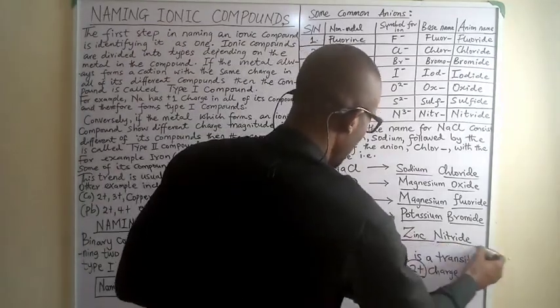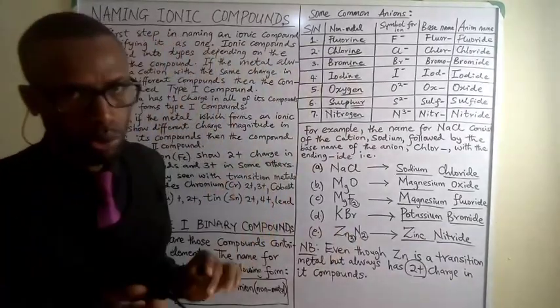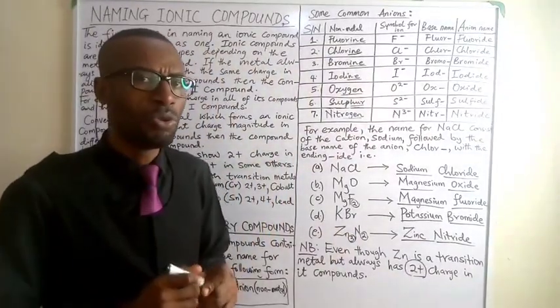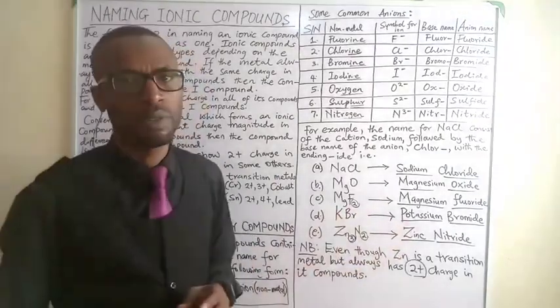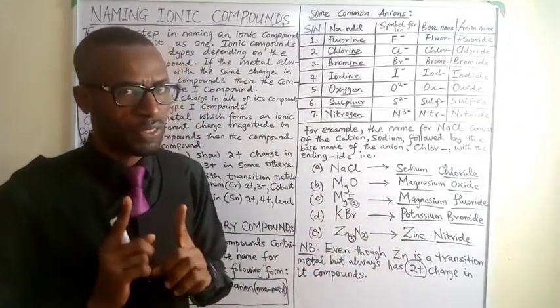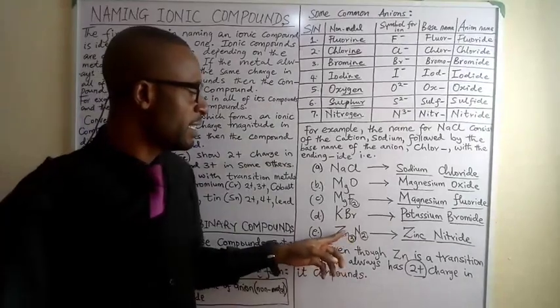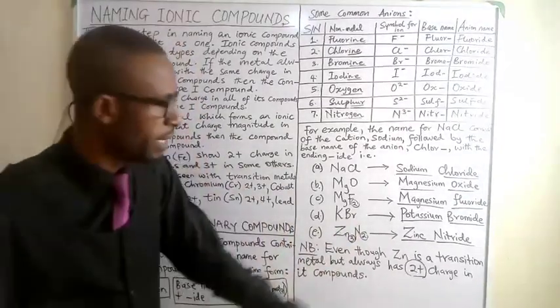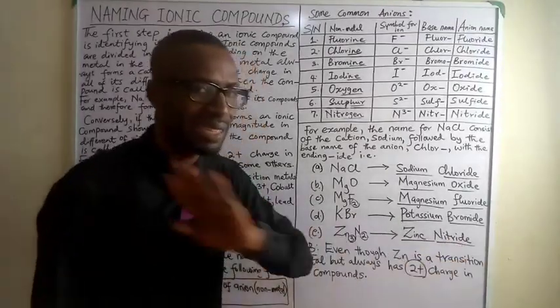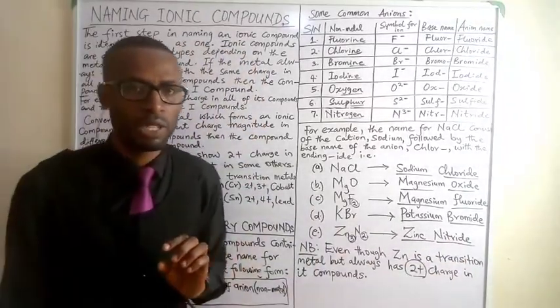not trizinc dinitride. No, you don't do that. You don't use those prefixes in naming ionic compounds. Okay? Pay attention to that. So you don't say trizinc dinitride. No, you just simply say zinc nitride. That is how to name ionic compounds.